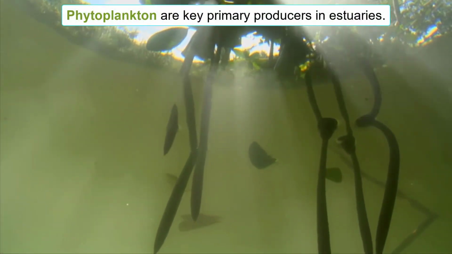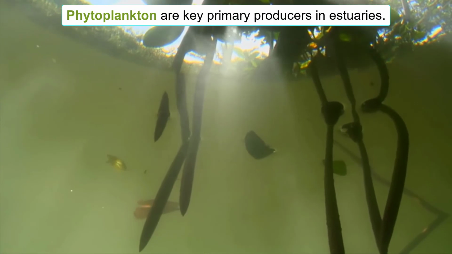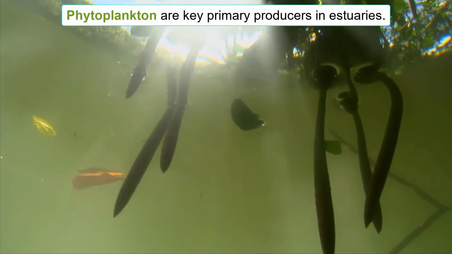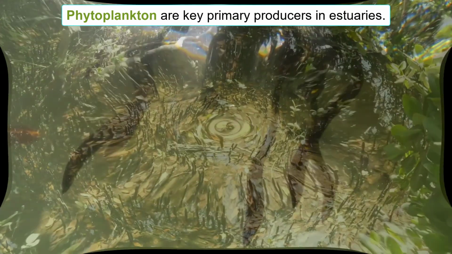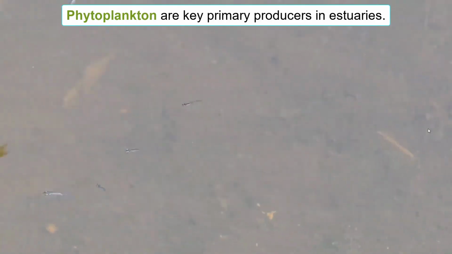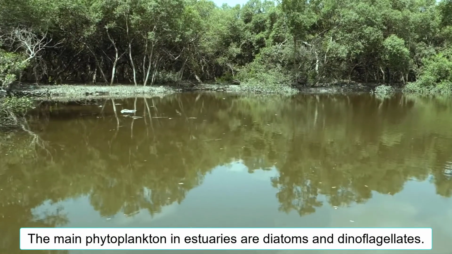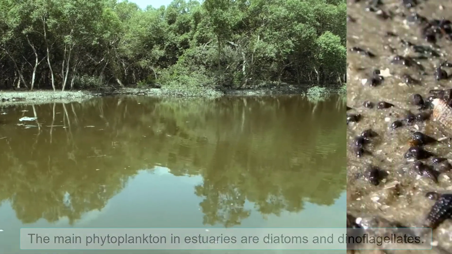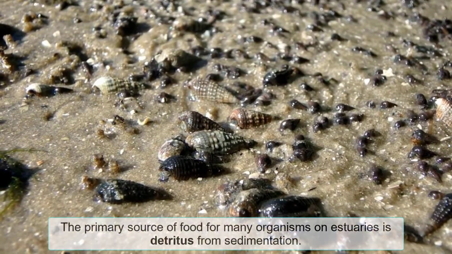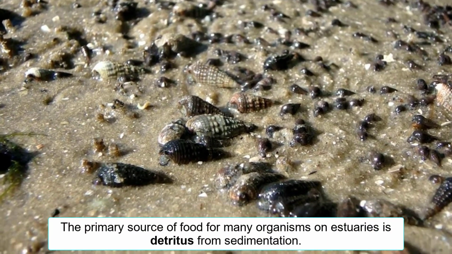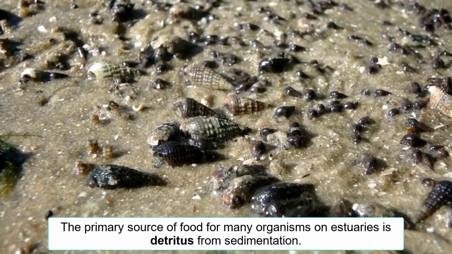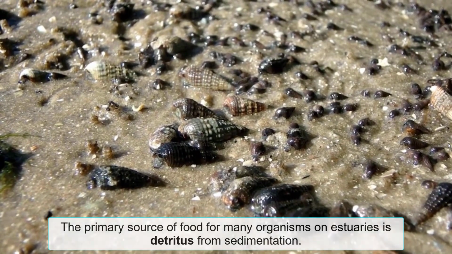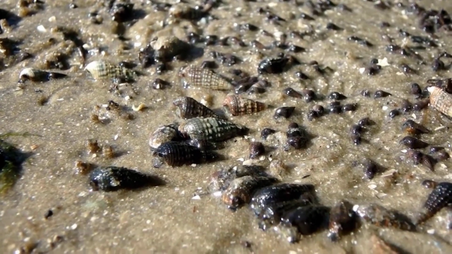Phytoplankton are the key primary producers in estuaries. They move with the water bodies and can be flushed in and out with the tides. Their productivity is largely dependent upon the turbidity of the water. The main phytoplankton present are diatoms and dinoflagellates, and these are abundant in the sediment. It is important to remember that the primary source of food for many organisms in estuaries, including bacteria, is the detritus that you can find in the sediments.